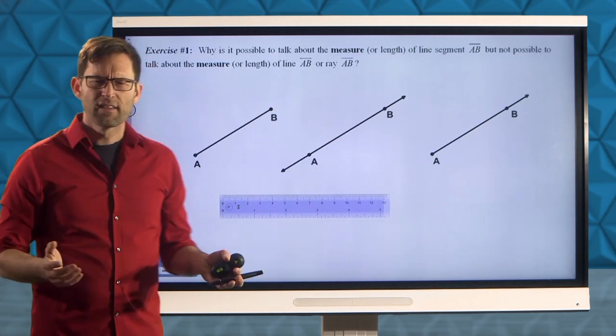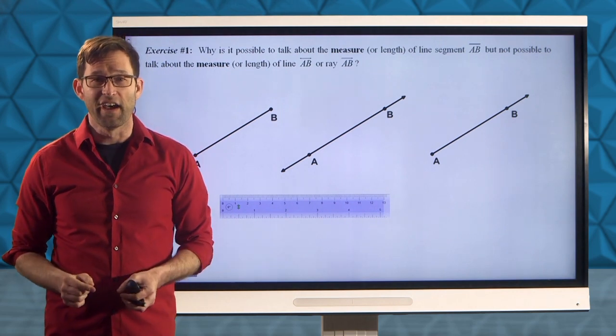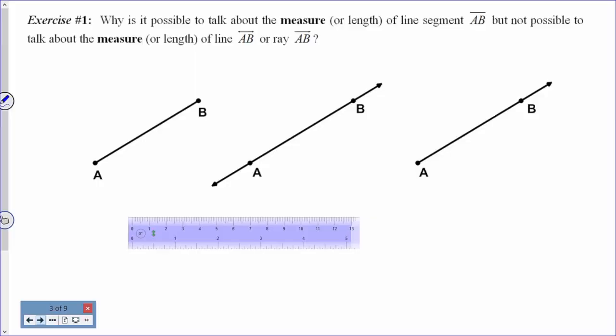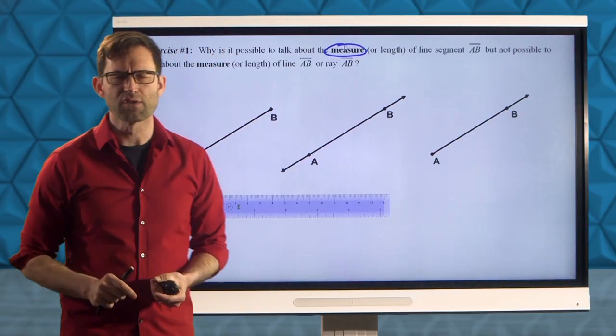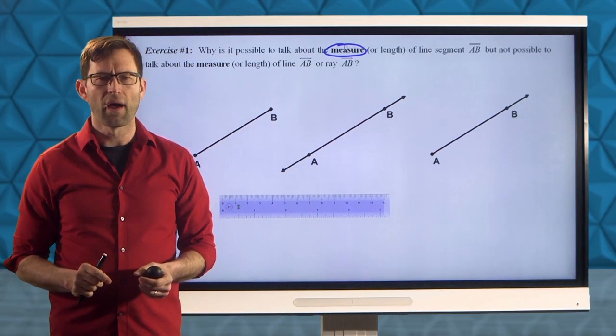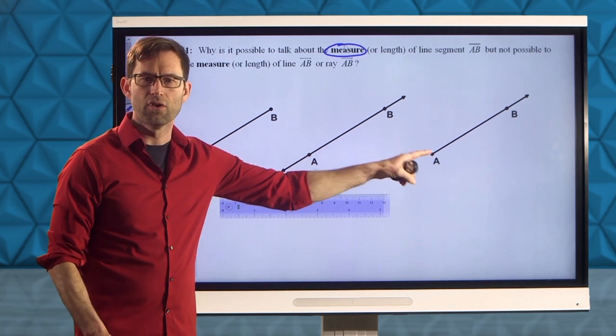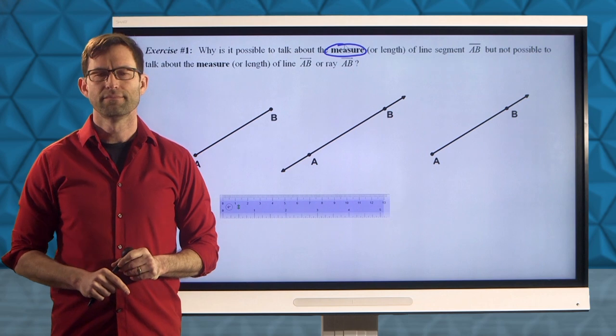Okay. Wow, we haven't even done an exercise yet. Let's jump into exercise number 1. Exercise number 1 asks us, why is it possible to talk about the measure, very important word, we're going to see the measure a lot, or length of line segment AB, but it's not possible to talk about the measure of line AB or ray AB? So think about this for a minute. Why can we talk about the measure of this line segment, but not of this line nor of that ray? Take a moment.